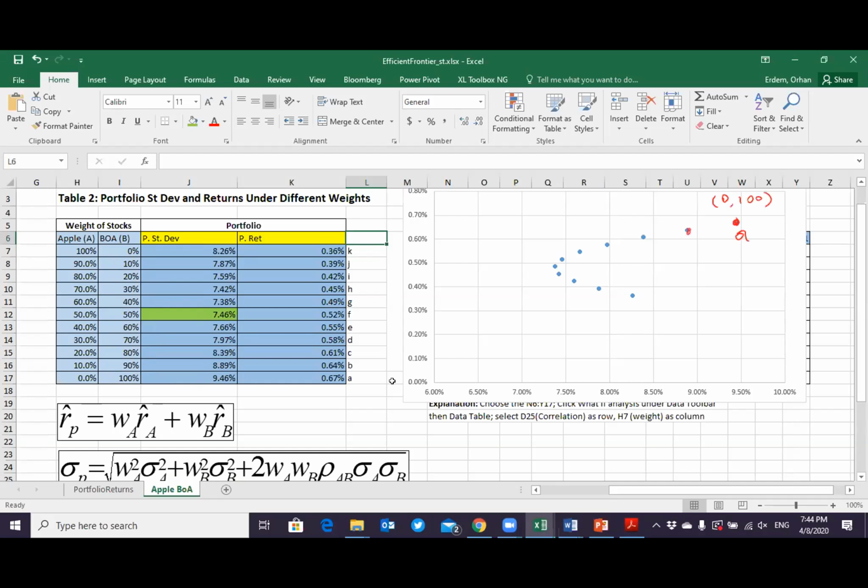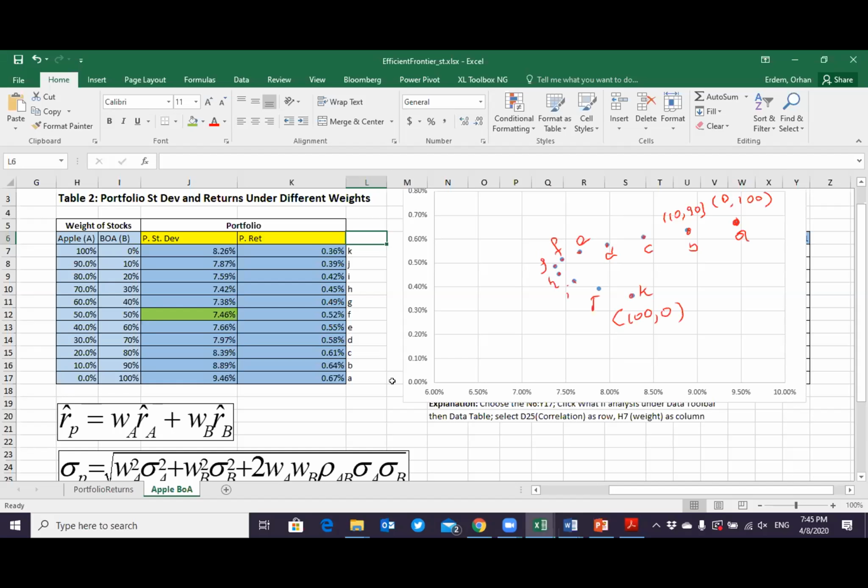This is point B, which means 10% Apple and 90% in Bank of America. So this is 20/80, this is 30/70, 40/60, this is 50/50, and this is 60/40, etc. And this is 100% Apple, 0% in Bank of America, which is point K. So this is point C, D, E, F, G, H, I, J, K.